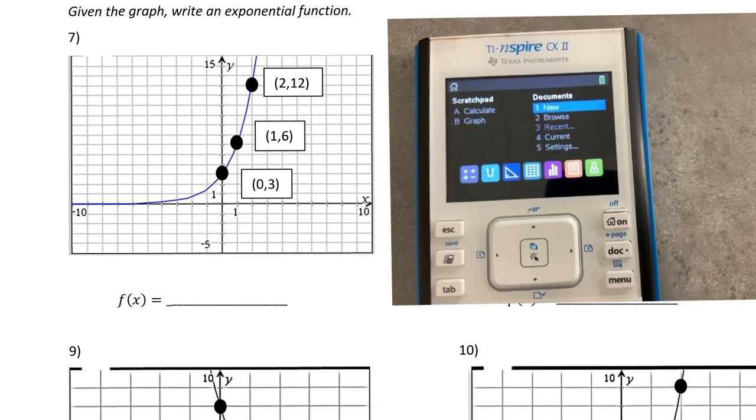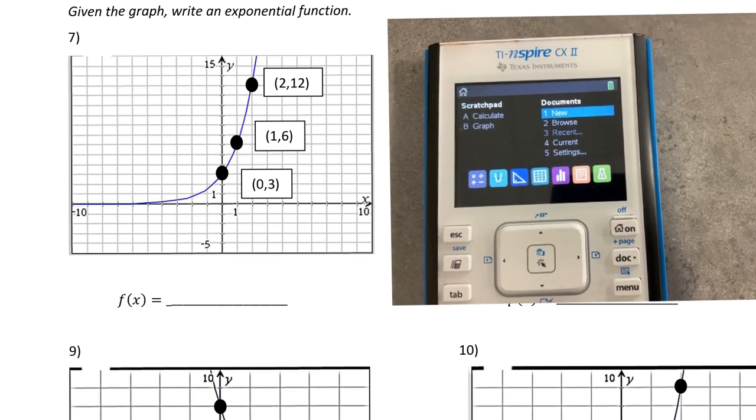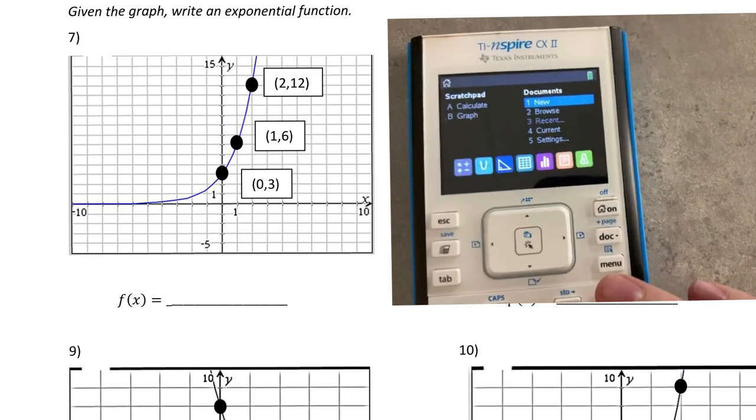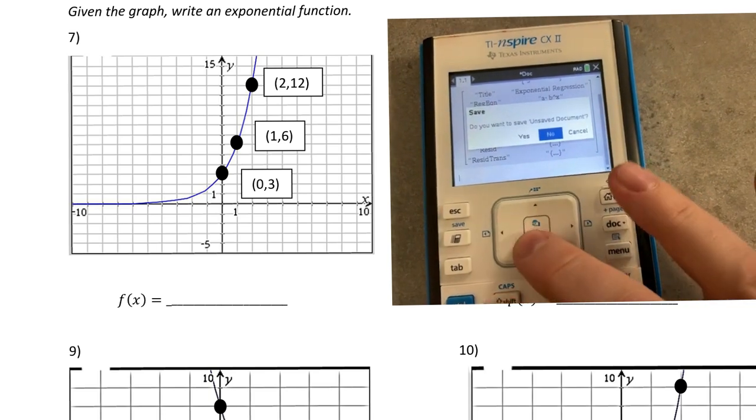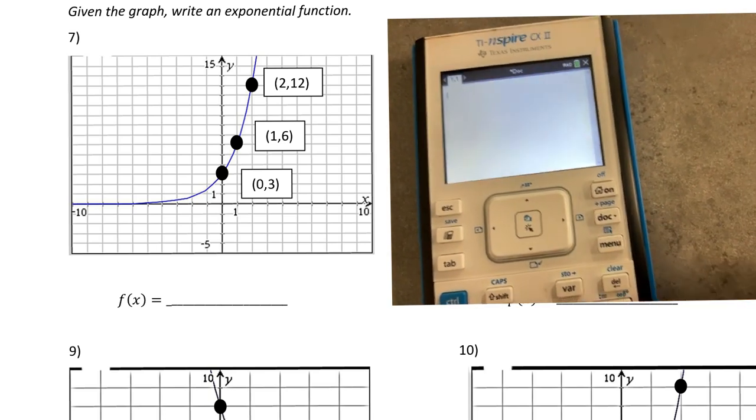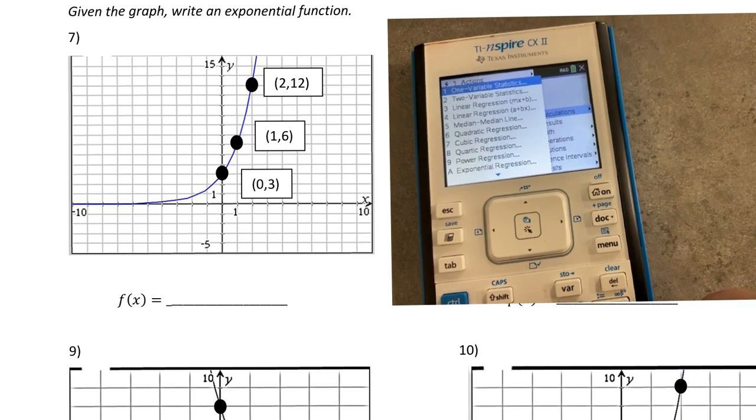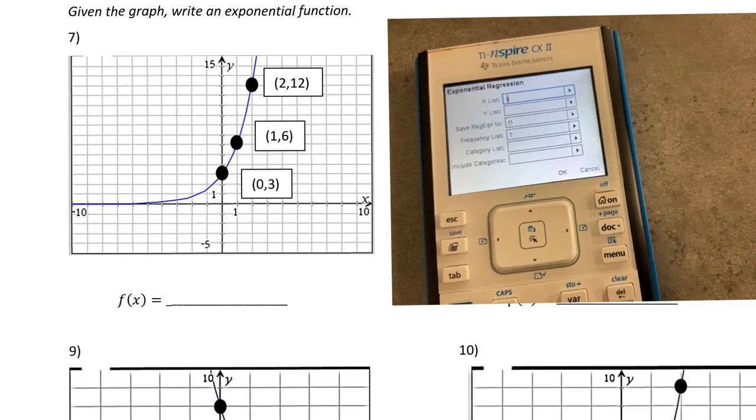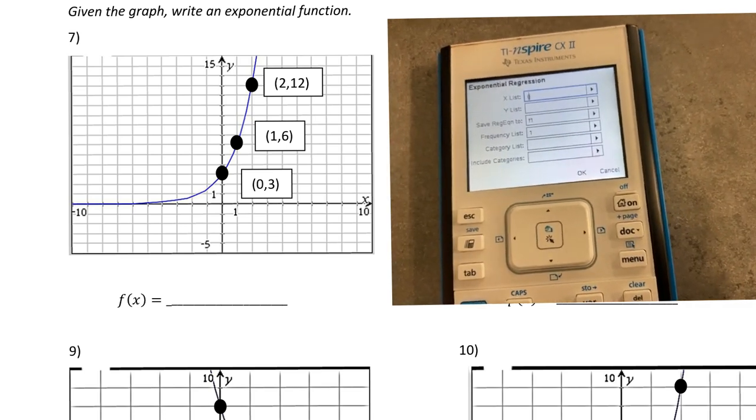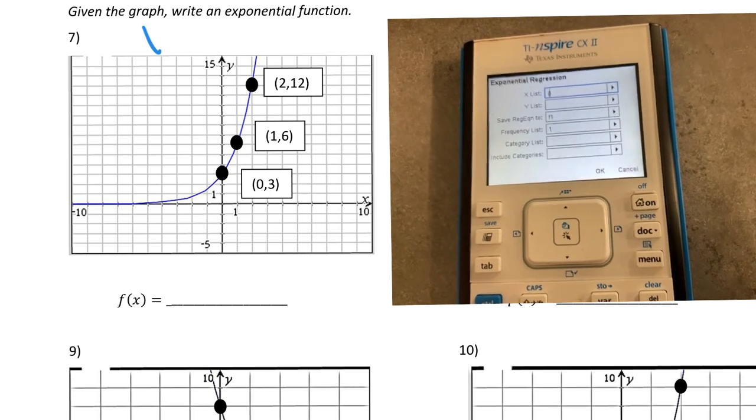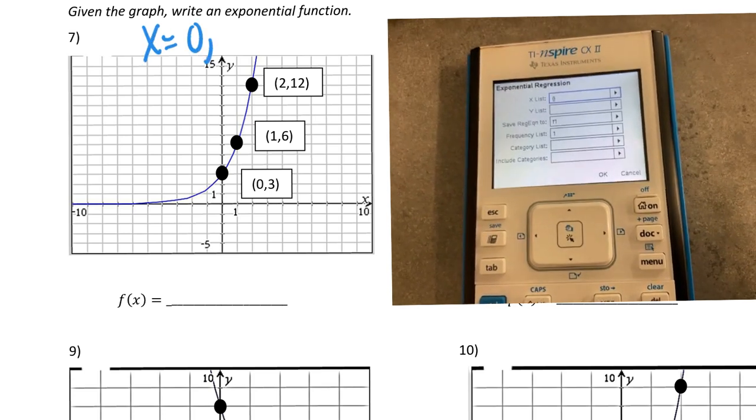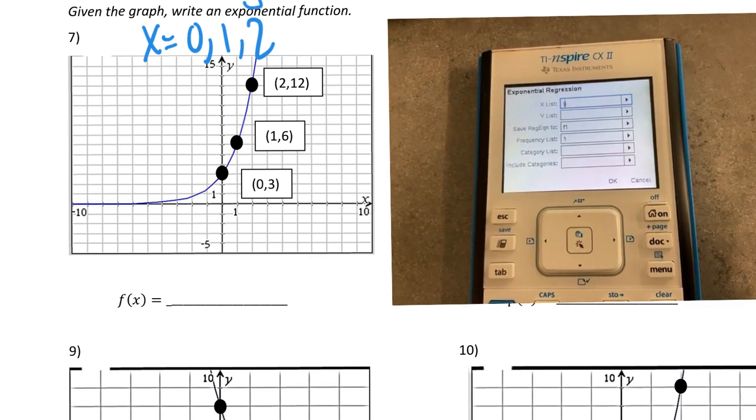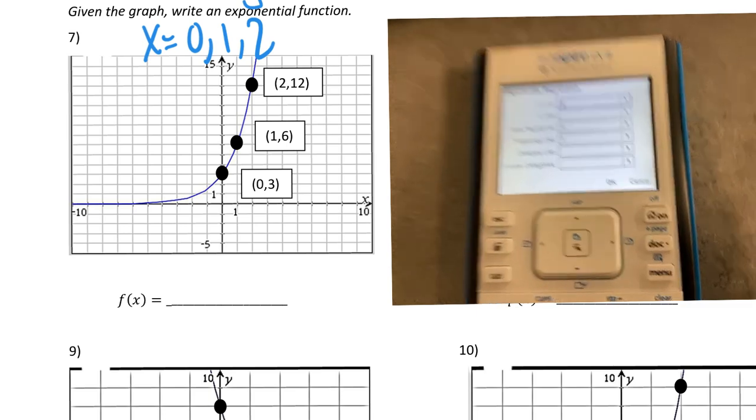Now we're going to do number 7 as an example. It's a little different, but now you have a graph and they gave you 3 points. We're going to use the Inspire for this. So new document, Calculate. Menu 61A, A for exponential. Now, my x values. If you need to write this down, then write it down. Your x values are 0, 1, and 2. And your y values are 3, 6, and 12.